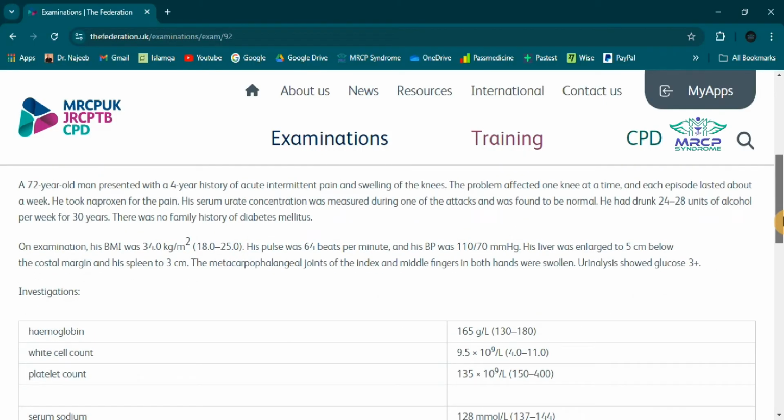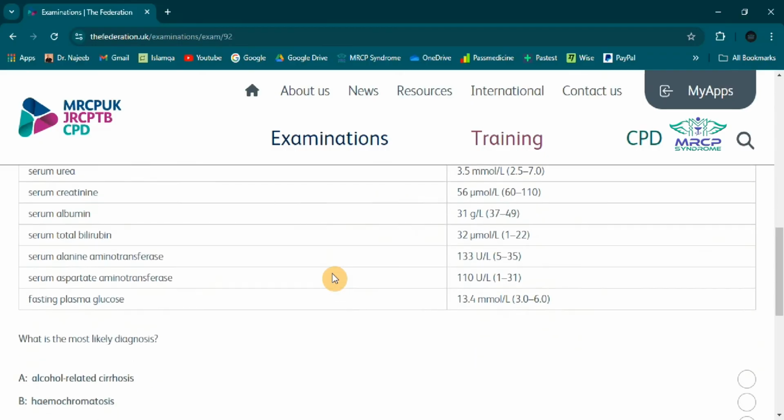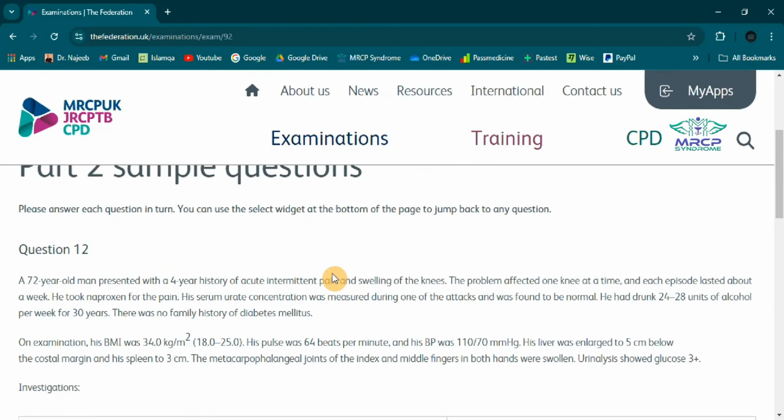So given the combination of arthropathy, liver and spleen enlargement, abnormal liver function test, diabetes, and history of significant alcohol intake, the hemochromatosis is the most likely diagnosis. So what are the key points in favor of the diagnosis? So number one is the features of arthropathy.